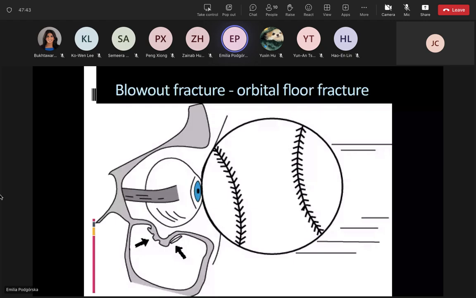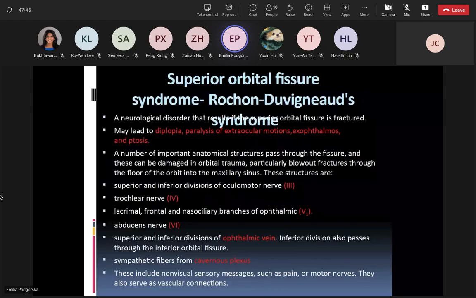The structures are the superior and inferior divisions of the oculomotor nerve, trochlear nerve, lacrimal, frontal and nasociliary branches of the ophthalmic nerve, and abducens nerve, as well as the superior and inferior divisions of the ophthalmic vein. The inferior division also passes through the inferior orbital fissure, with sympathetic fibers from the cavernous plexus. These include sensory fibers such as pain, and motor nerves. They also serve as a vascular connection.